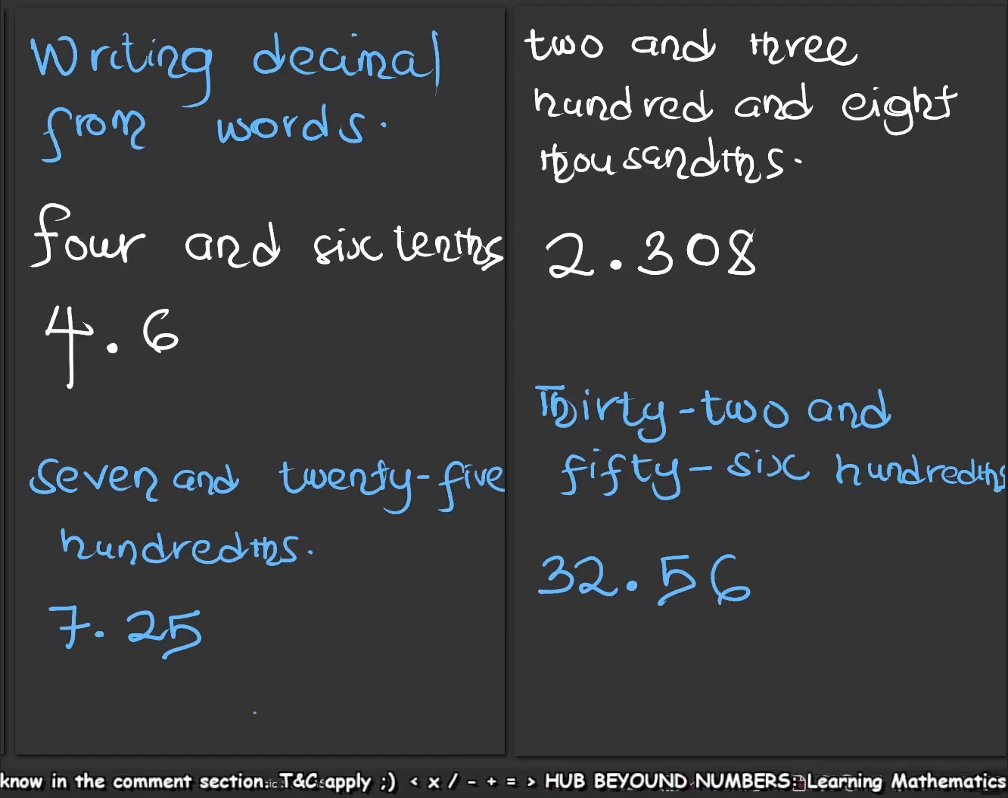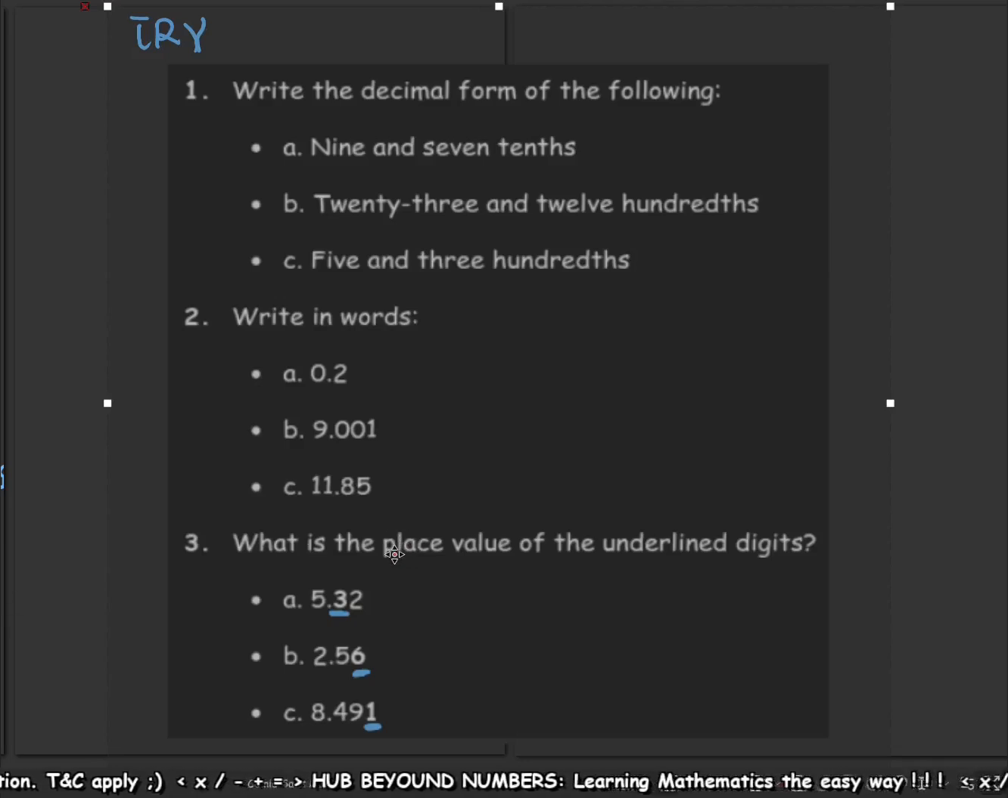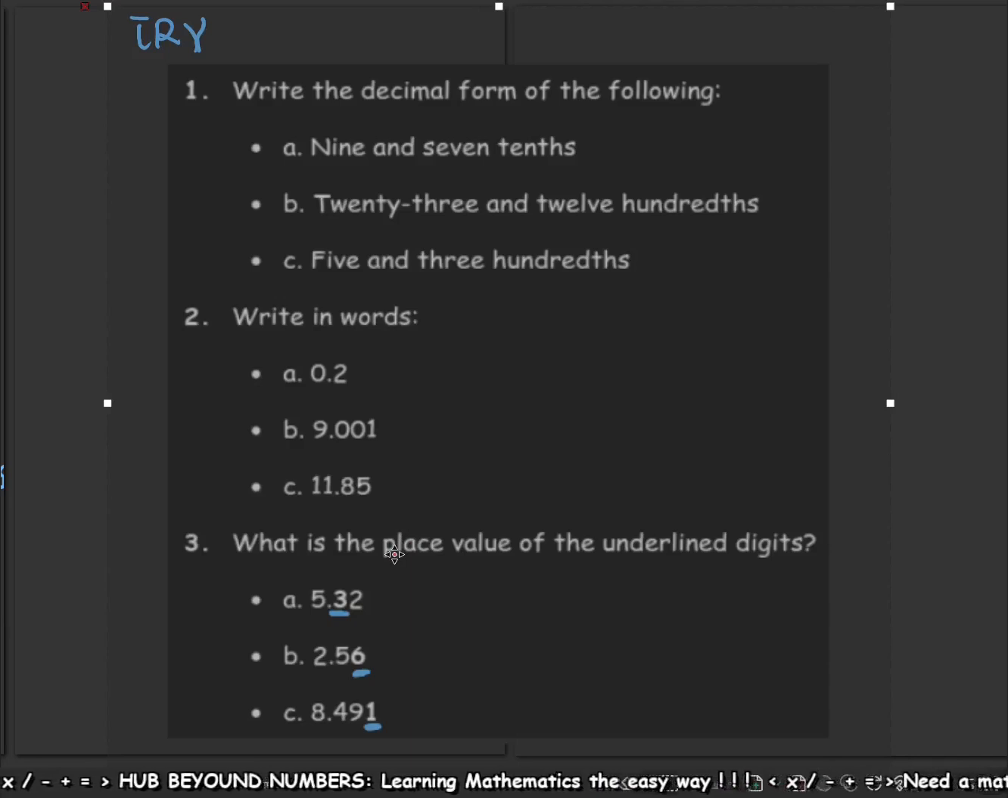So that's how far this video is going to go. And I'm going to put out some exercises for you to try. So this is your try work, which says write the decimal form of the following. That is the first one. You have them in words and you would want to write them as decimals. Then the second one, we have write them in words. You write these ones in words. Then finally, what is the place value of the underlined digits?